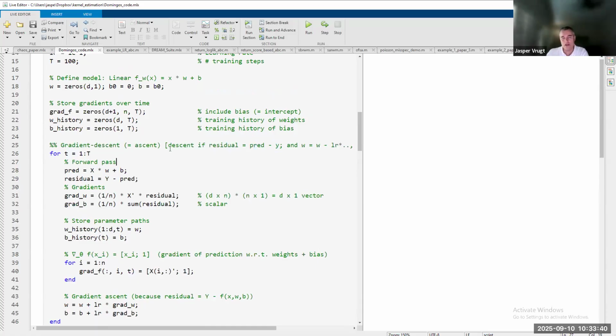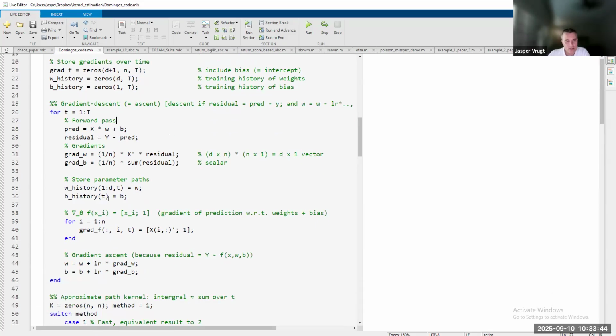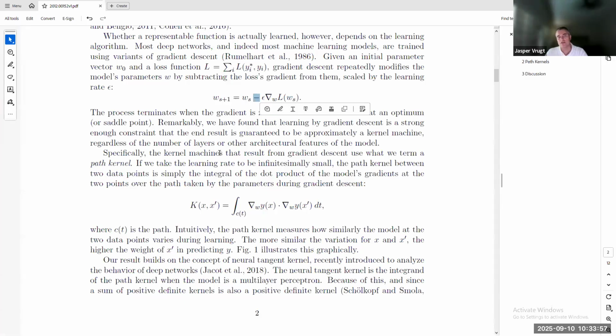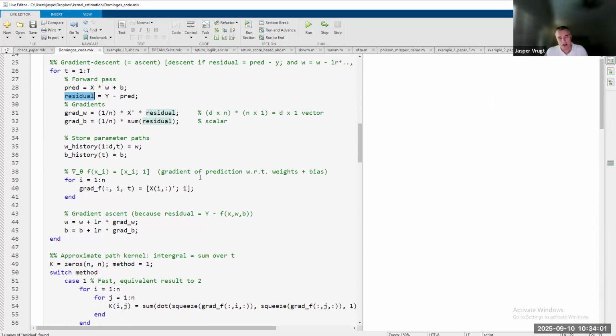So if you do it consistently, you either do gradient ascent or gradient descent. Anyway, it's all consistent. So here the residual is defined as y measured minus predicted. And this is a vector, right? N by 1. So in this paper, there should be a plus if you define the residual correctly. I mean, what I call correctly.